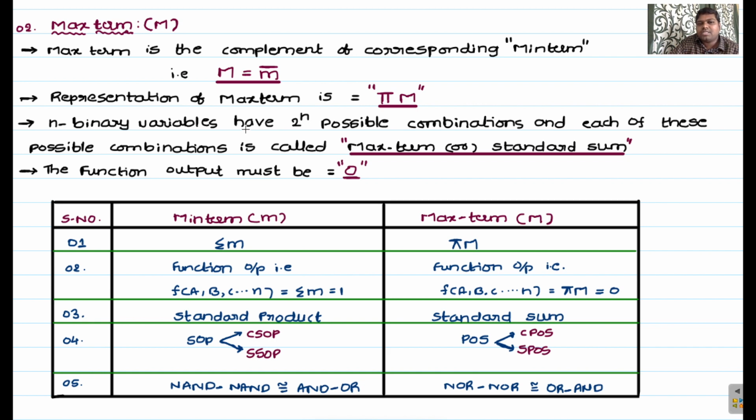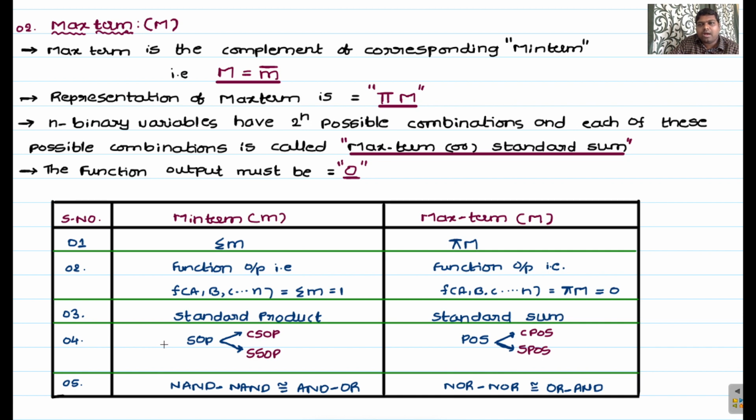And the function must be equal to 0 only when each and every sum term has each and every literal, then only it should be equal to 0. These are the certain differences between min term and max term. The min term is denoted by small m, and the max term is denoted by capital M. The function representation is sigma m for one and pi M for the other. For min term the function output should be 1 when all the product terms are present with all the literals, and for max term the function output should be 0. The min term is also called a standard product, and the max term is also called a standard sum.